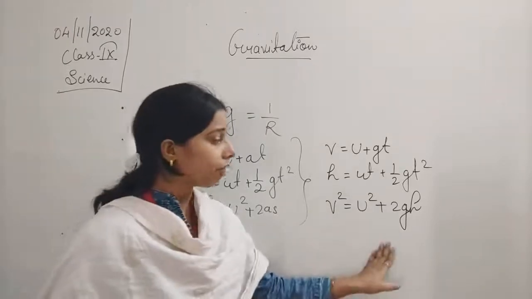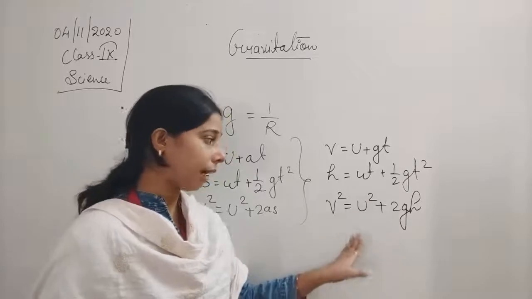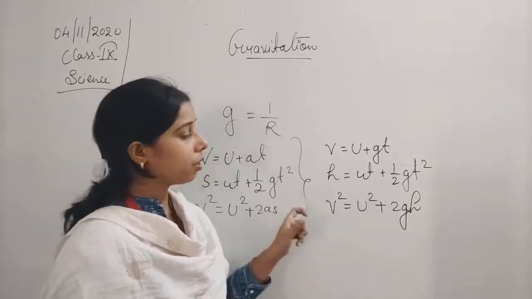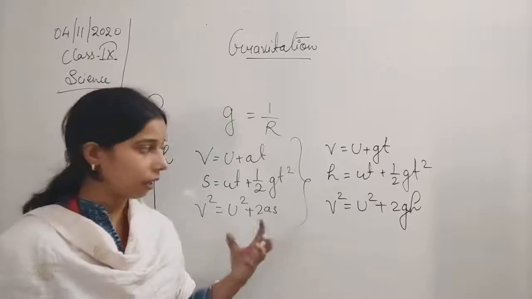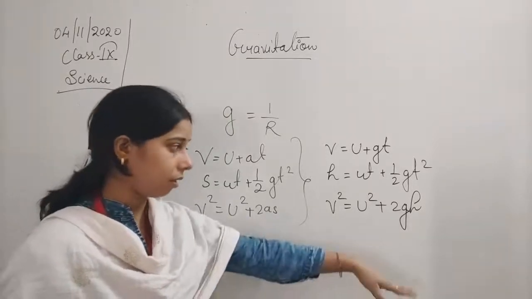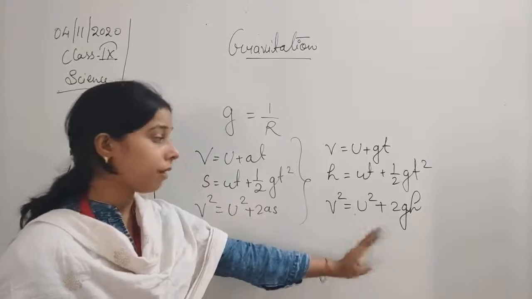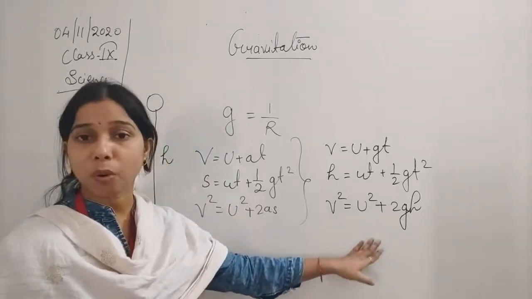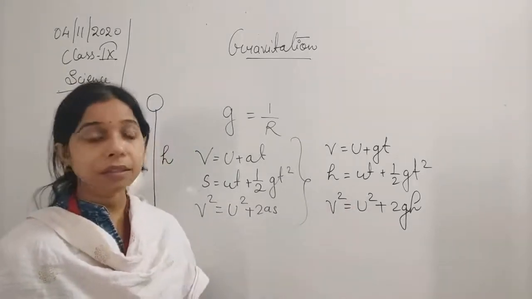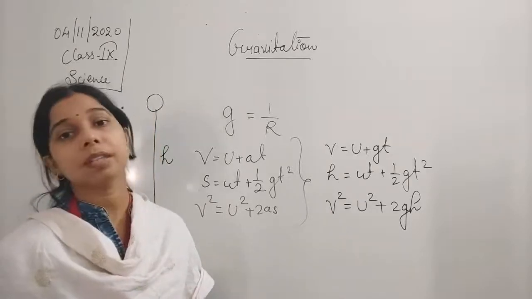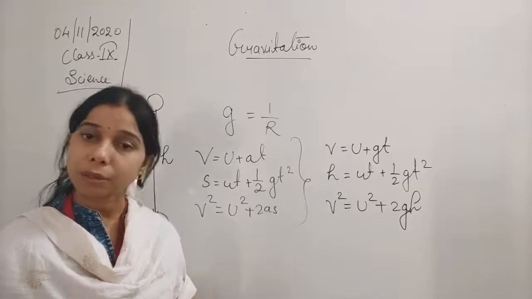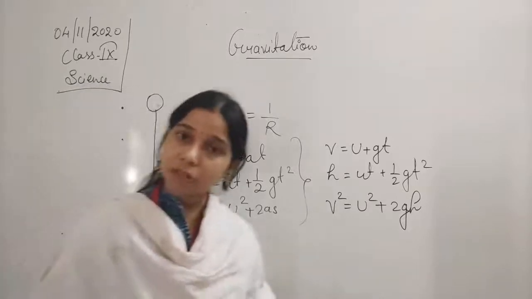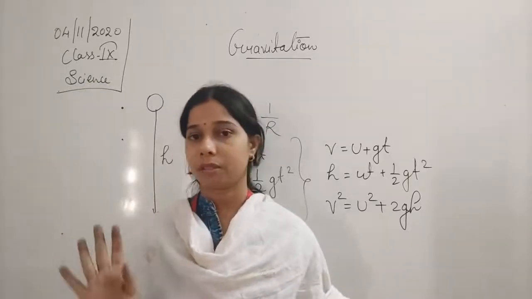And if we talk about the velocity, when the object is coming towards the earth, the initial velocity of the body will be 0. If we throw an object in the upward direction, the final velocity will be 0. So the initial velocity can be 0, or the final velocity can be 0.